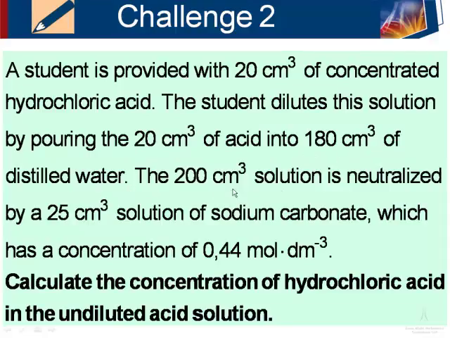The 200 cubic centimeters of solution is now neutralized by 25 cubic centimeters of sodium carbonate, which has a concentration of 0.44 mole per cubic decimeter. Now the question: calculate the concentration of hydrochloric acid in the undiluted acid solution. My advice to you is to pause the DVD at this point, do this calculation on your own, and then view the answers later.